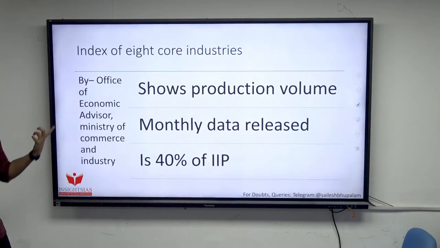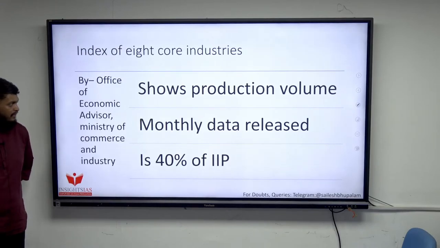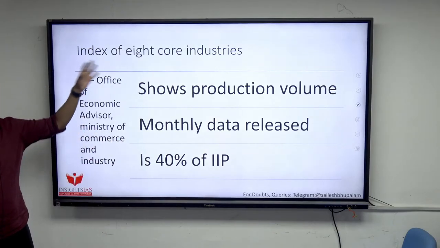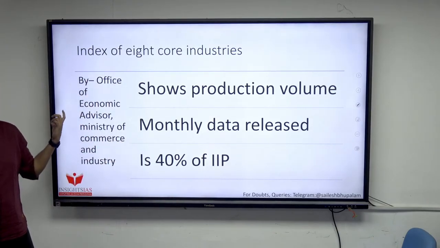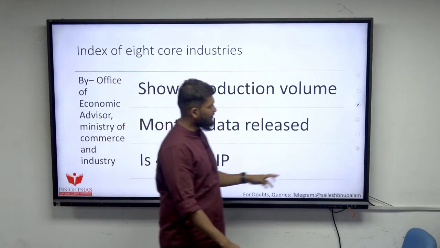Then the index of 8 core industries. It shows how much production volume is happening in what we consider as core industries. These core industries are a proxy for infrastructure in India. If core industries are performing well, then the infrastructure sector is performing well in India. This data is released monthly. Actually 40% of entire industrial production, the IIP, is happening in these core industries itself. Who is releasing it? The Office of Economic Advisor, Ministry of Commerce and Industry is releasing it.